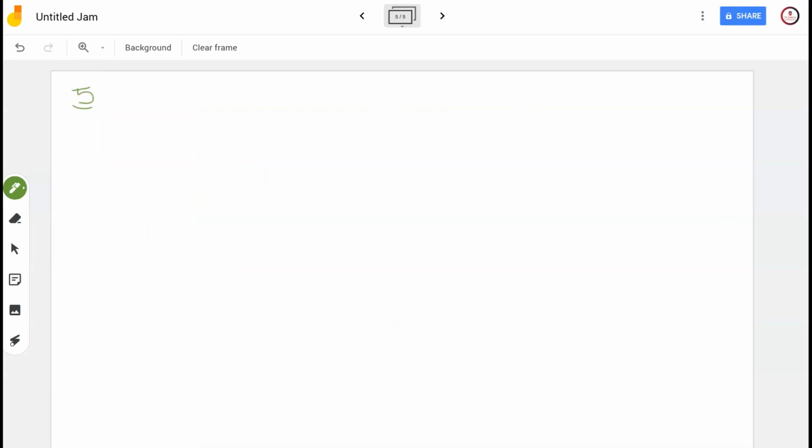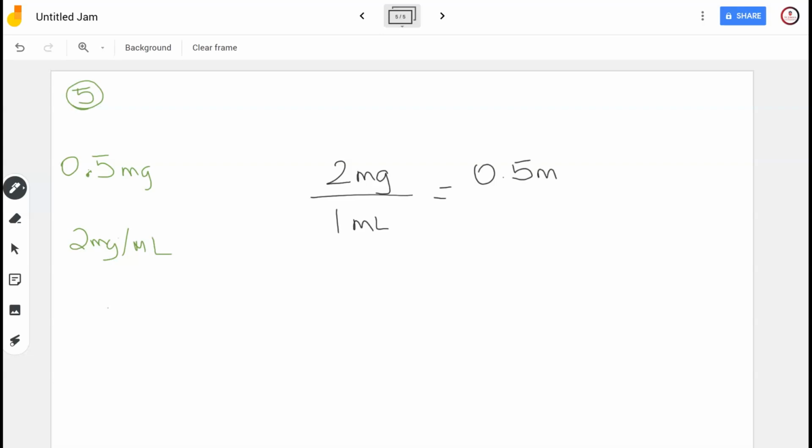Question number 5. You were ordered to administer 0.5 milligrams of atropine to a patient. The atropine comes in 2 milligrams per milliliter. How many milliliters will you give? So you're looking for milliliters. Your dose on hand is 2 milligrams in 1 ml. And you want to give your patient 0.5 milligrams. You're looking for your X.